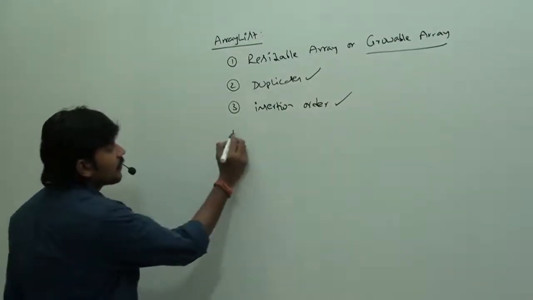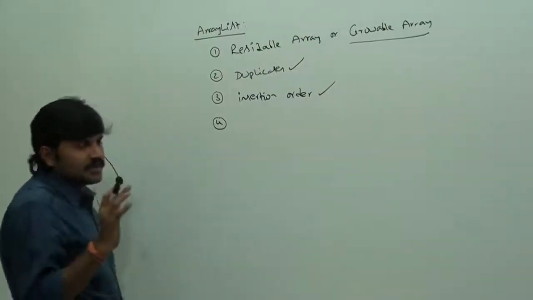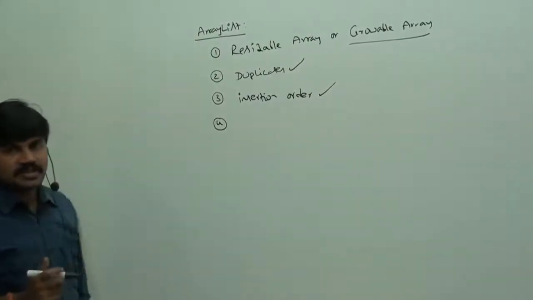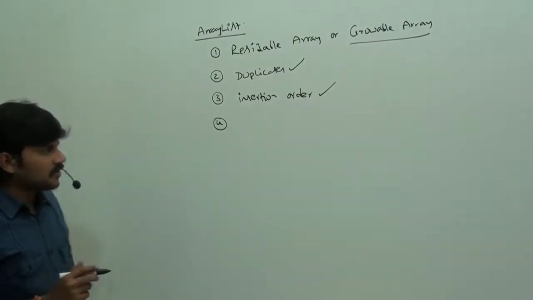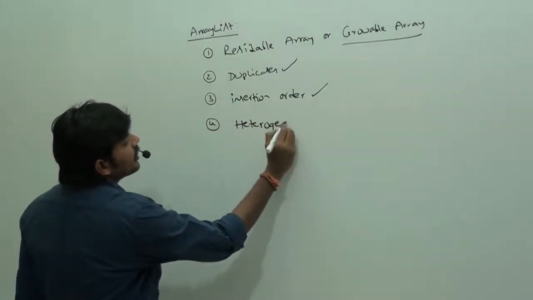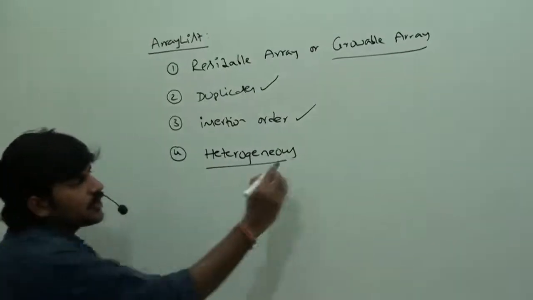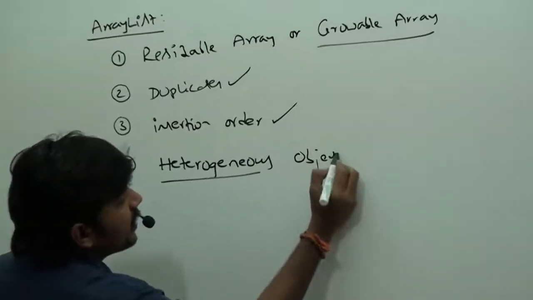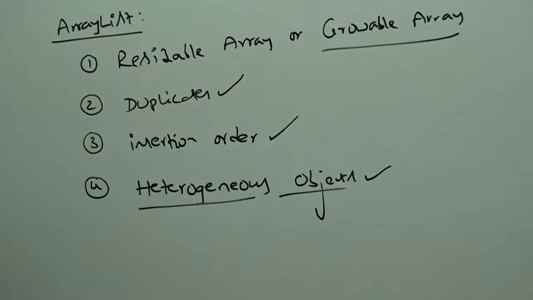Next, is it possible to insert heterogeneous objects or not? I want to insert different types of objects. Possible or not? Yes. Heterogeneous means different data types, different types of objects. Happily we can insert. There is no problem at all. Heterogeneous objects are allowed.